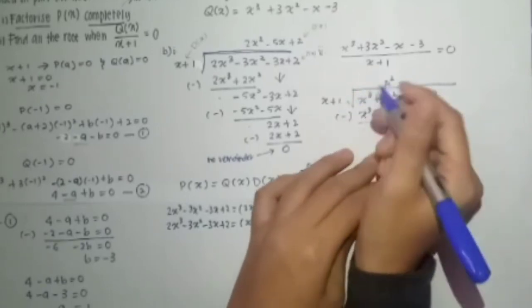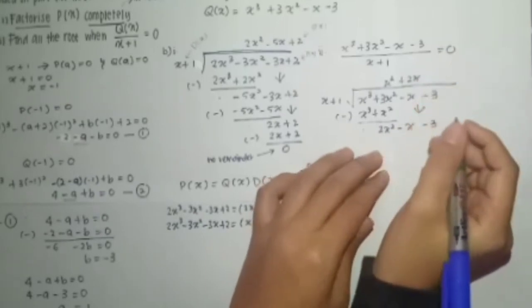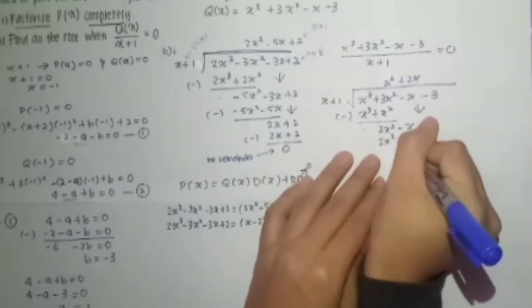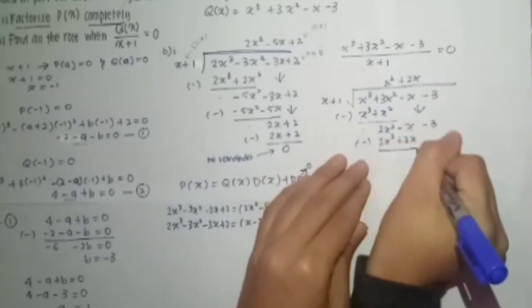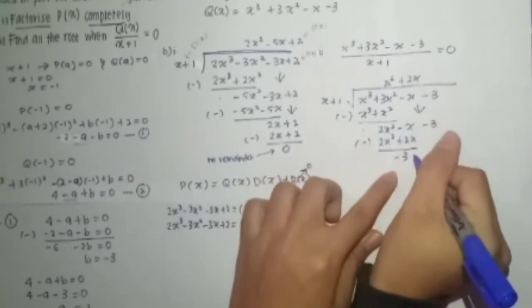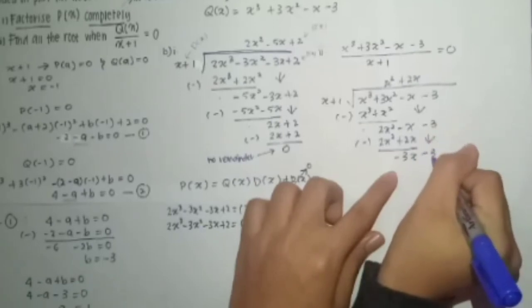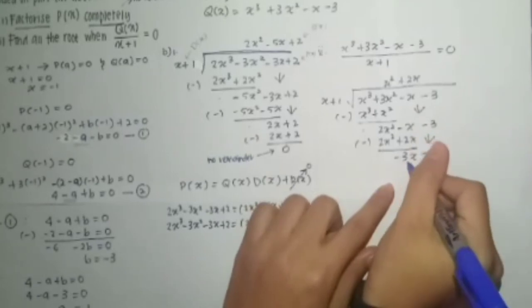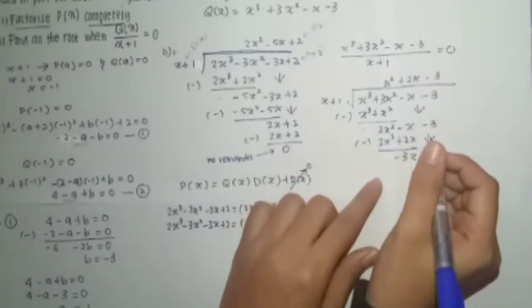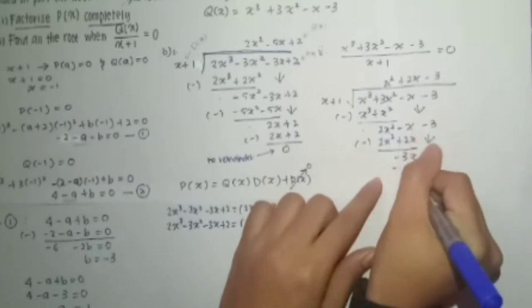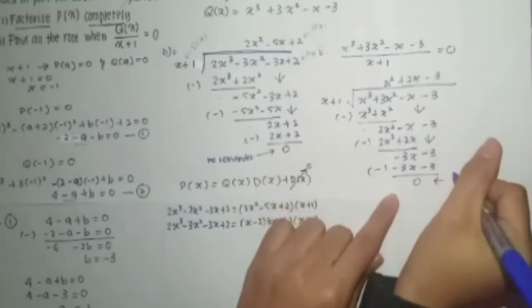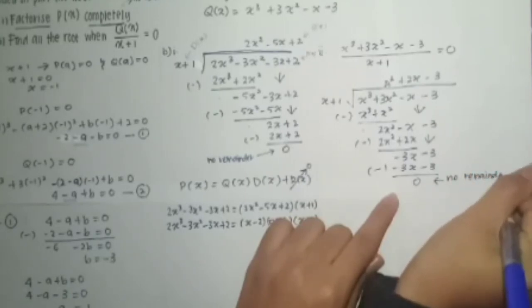2x squared divided by x, we get 2x. Then 2x multiplied by x plus 1, we get 2x squared plus 2x. Then we subtract: 2x squared minus x minus 2x squared plus 2x, we get negative 3x, and we bring down negative 3 and repeat the process again. Negative 3x divided by x, we get negative 3. Negative 3 multiplied by x plus 1, we get negative 3x minus 3. We subtract back and we get 0. There is no remainder.